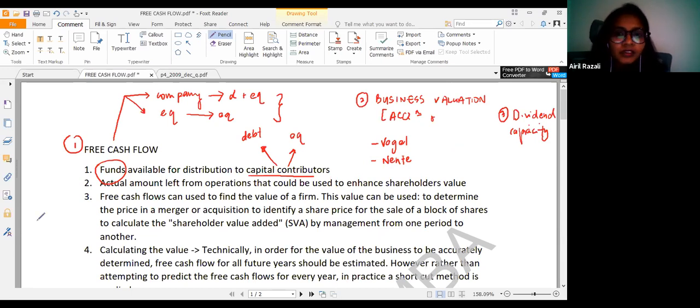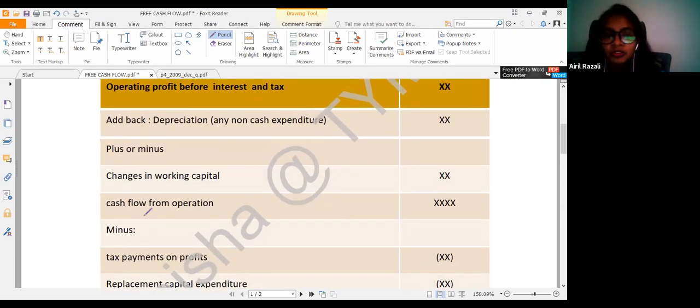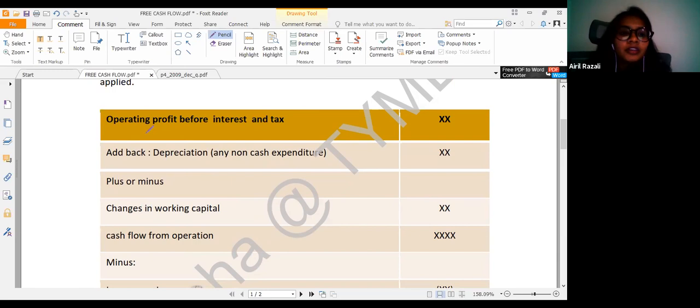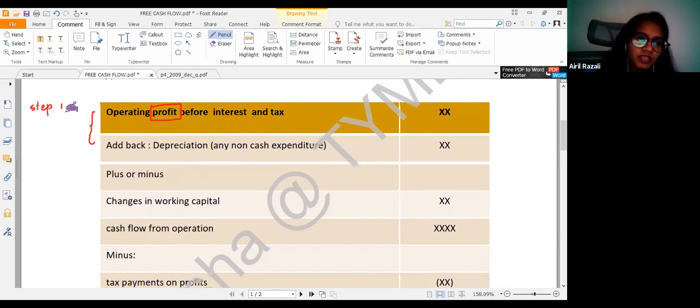Okay, so now the free cash flow format. I'm just going to show you the format. I'm not going to go through it in detail because you already have the notes. You start with operating cash flow, you add back depreciation if anything. The reason I add back depreciation is because here I say operating profit. So to convert profit into cash flow, you have to add back the non-cash item. The reason why you're doing this step, I'm just going to call it step 1, is to convert profit to cash flow.